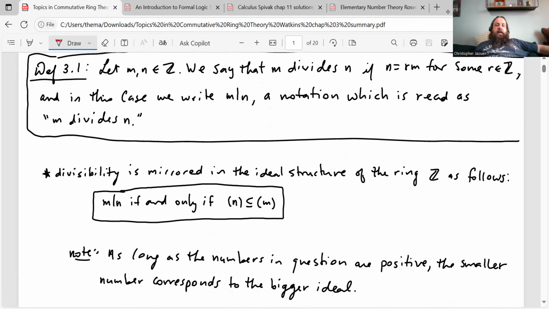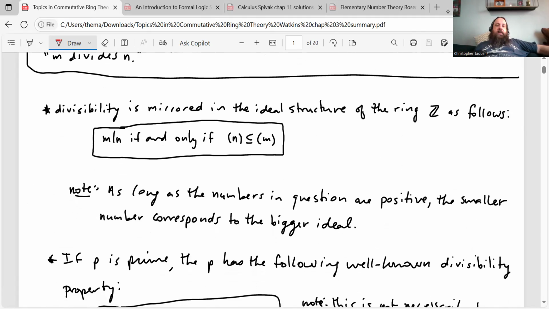Divisibility is mirrored in the ideal structure of the ring Z as follows: m divides n if and only if the principal ideal generated by n is contained in the principal ideal generated by m. Note that as long as the numbers in question are positive, the smaller number corresponds to the bigger ideal.